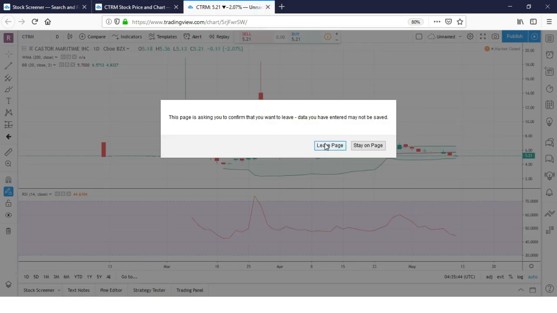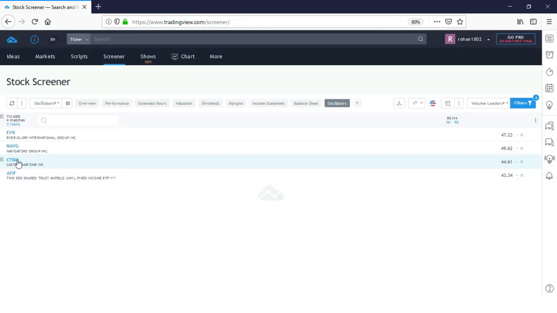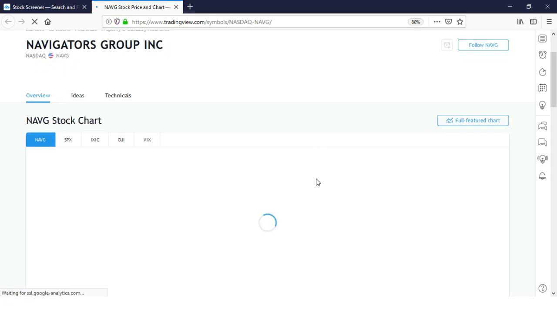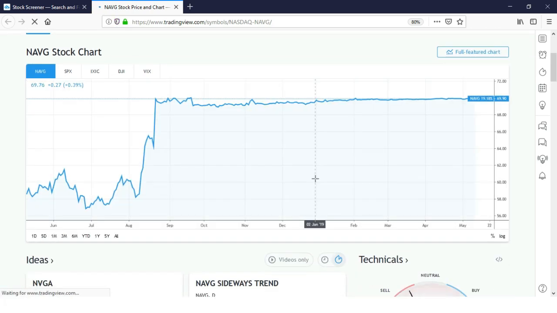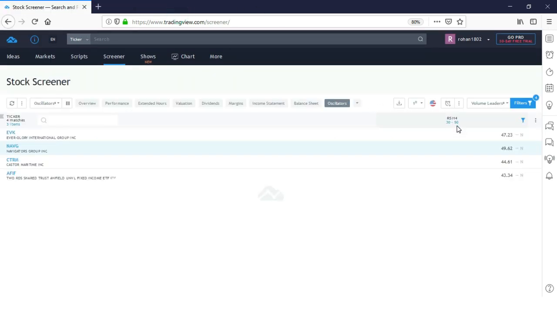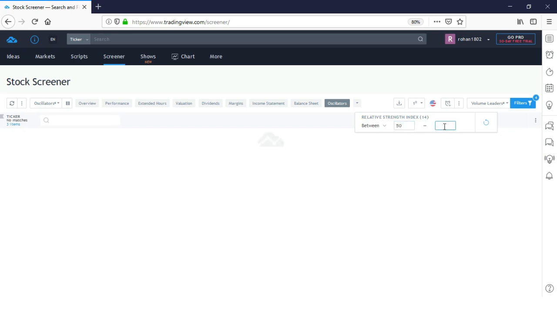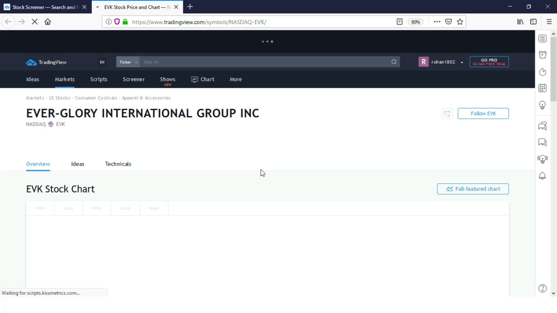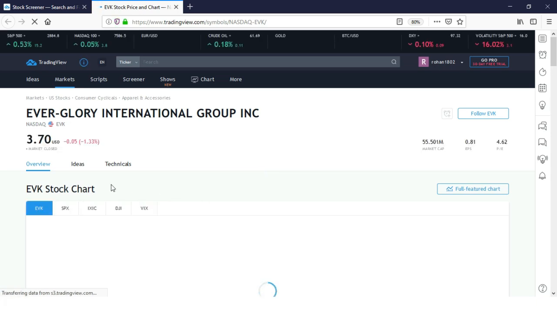You can take another chart also. There is no need to take a single chart, and we can use Navigator Group INC. We check whether the price moves in the direction that we want. So that is also flattening. We can change the filter between 50 and 30 and check whether the prices behave like this or not. If the same stocks are there, we can use another one, that is EVK stock price. The price is $3.70, which I think is again a penny stock.